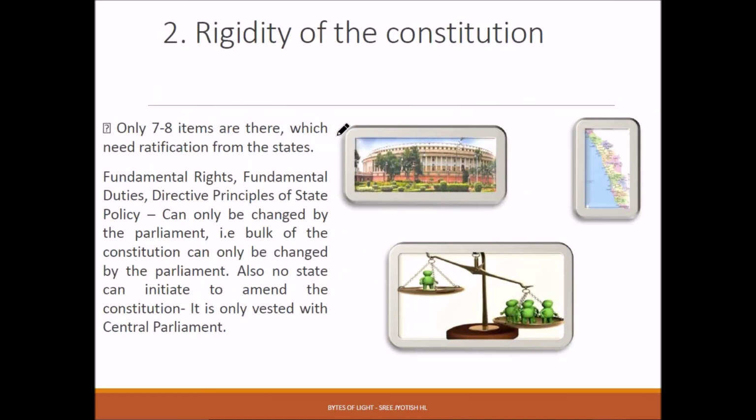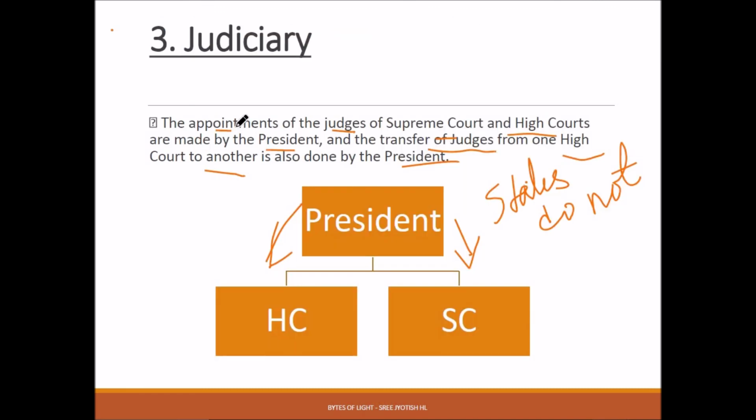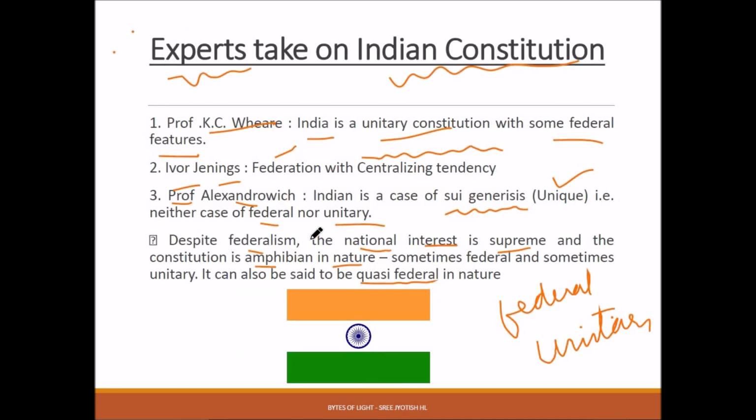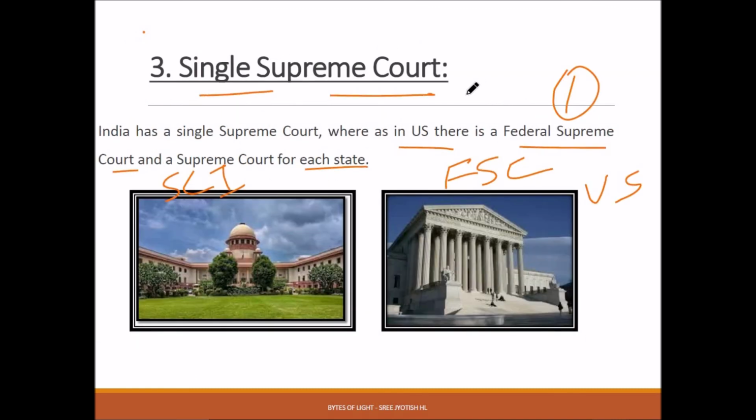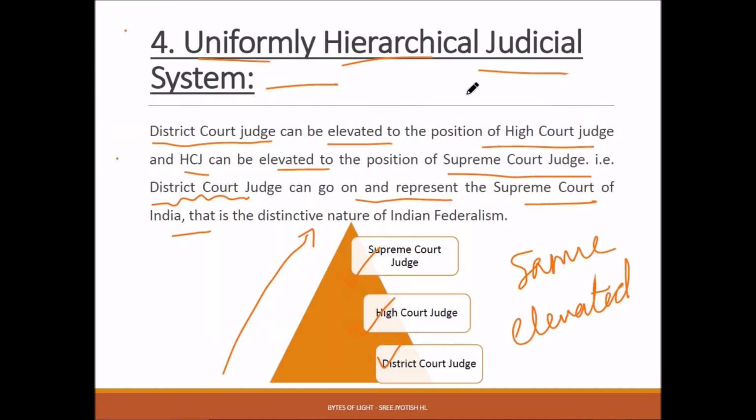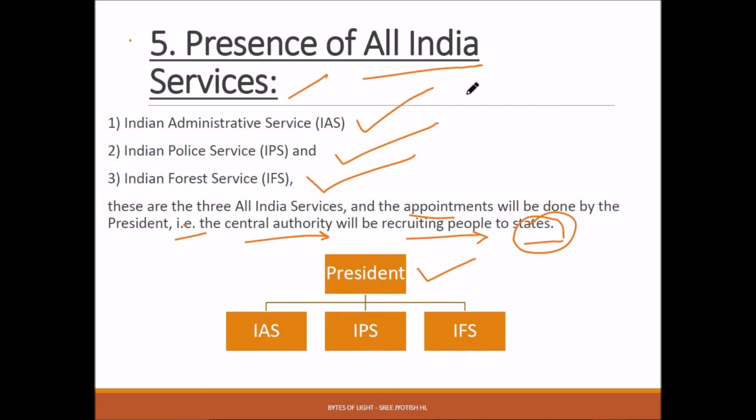The rigidity of the constitution, where only 7 to 8 items need the ratification of the states and majority lies with the central government. Judiciary, where the judges of High Court and Supreme Court are appointed by the President. And we saw experts' take on Indian Constitution and about the importance of national interest. Then we went to the distinctive features of Indian federalism, which are single constitution, single citizenship, single Supreme Court, uniform hierarchical judicial system, and the last one is the presence of all India services.